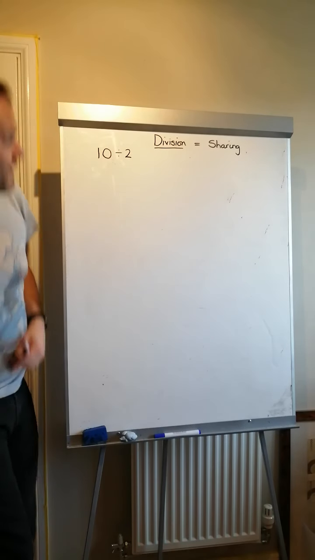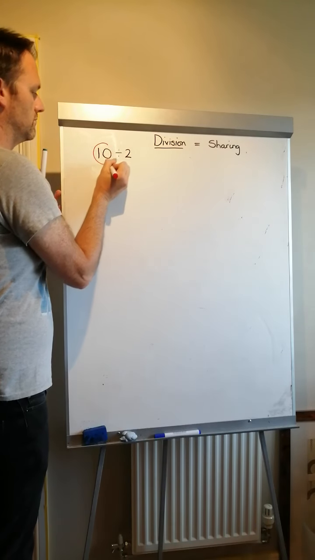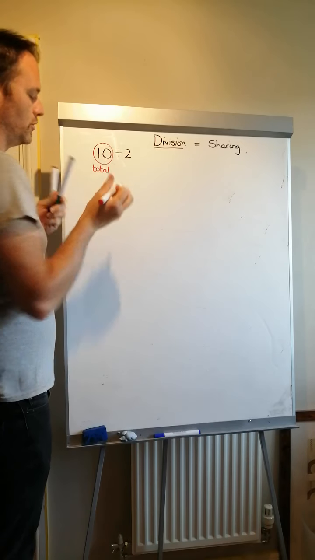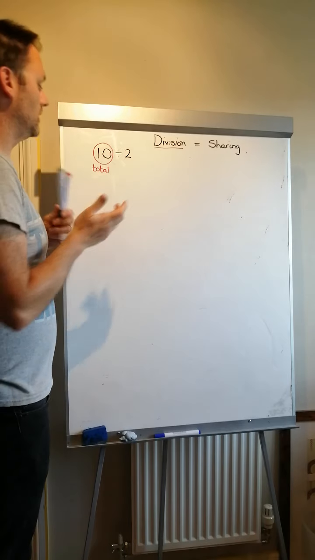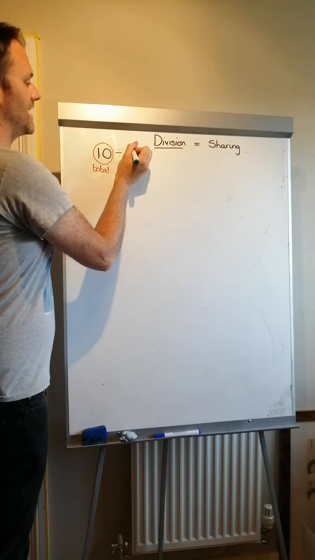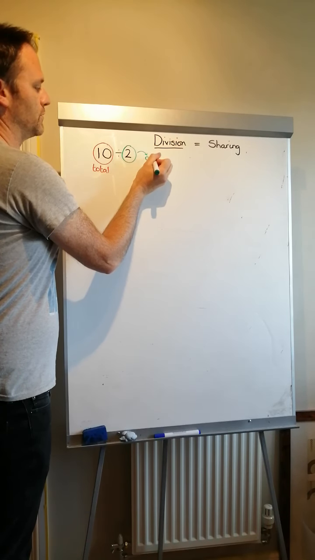So that first number, that 10, that is our total. So that's how many dots, cubes, bananas, coins, marbles. That's how many we're going to start with. No more, no less. The second number is the number of groups we're going to need.